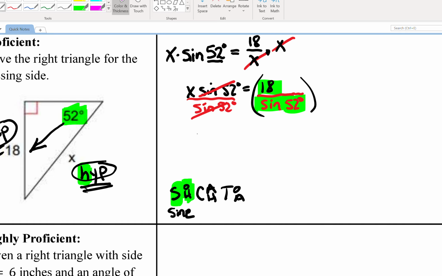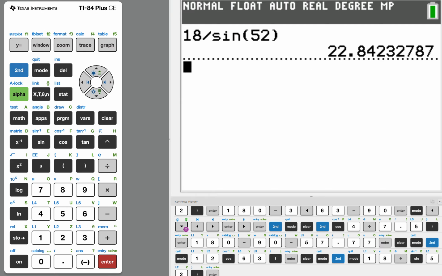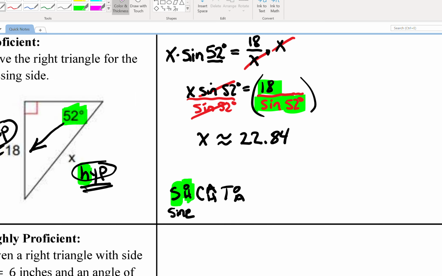X is then approximately equal to 22.84. Right. And had it had units, if this had been inches, then this would be inches. Just make sure that you include the units. This one doesn't have the units, and so we'll just continue from there.